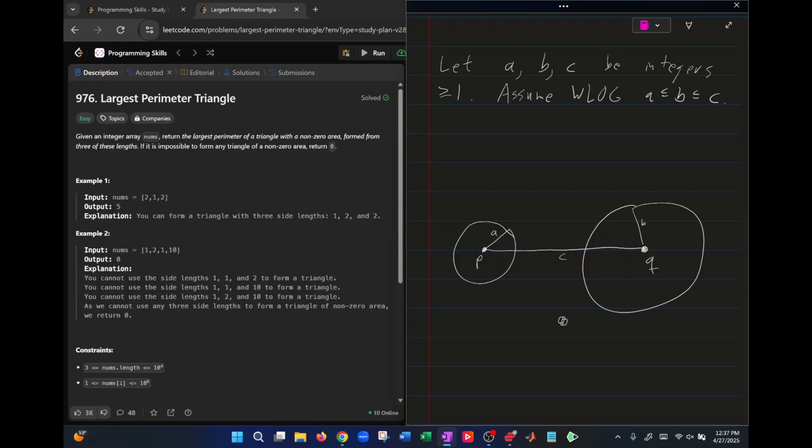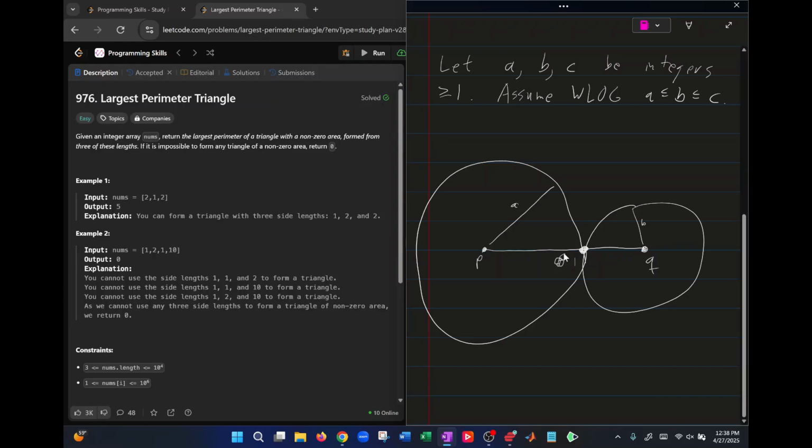If instead we're in a scenario where A plus B equals C, then that would look like this, where this is length A. Pretend this picture is accurate. Okay, so in this scenario, we have A plus B equals C, and so there is a single point where these two circles intersect, and it is precisely on the line segment between P and Q.